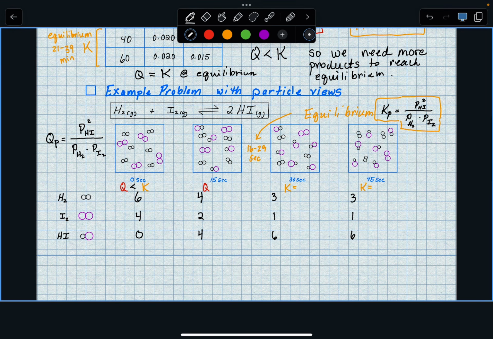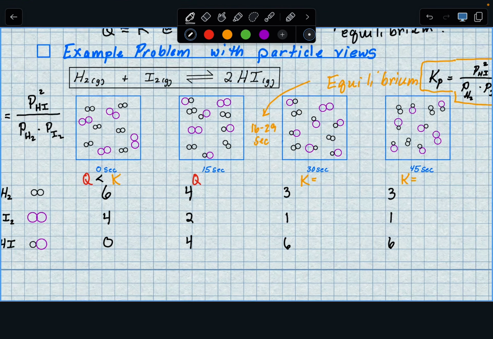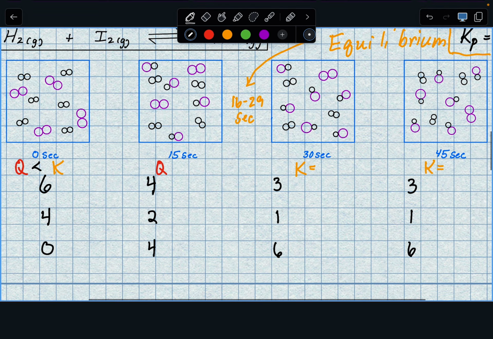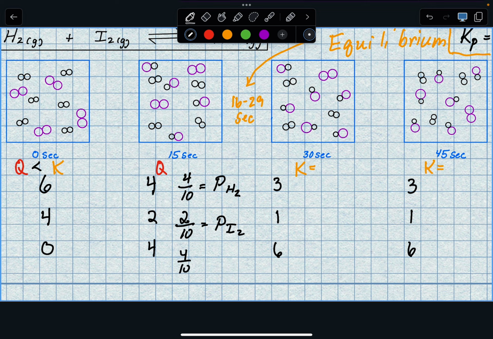Okay, so let's quickly do this. How can we use our pictures to create some partial pressures? There are 10 particles, so that means 4 out of 10 is my partial pressure for my hydrogen, and then 2 out of 10 is my partial pressure for my iodine, and then 4 out of 10, again, is my partial pressure for my HI.